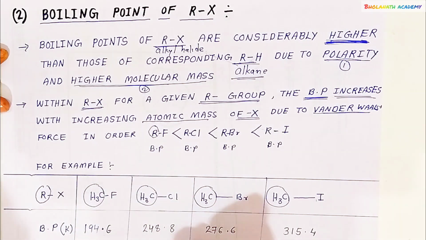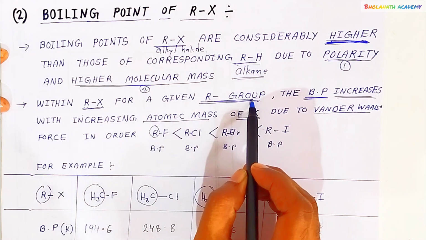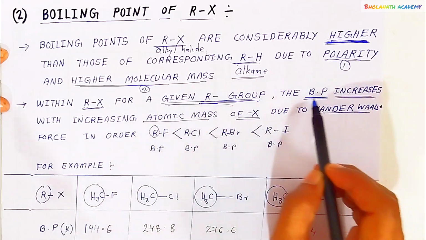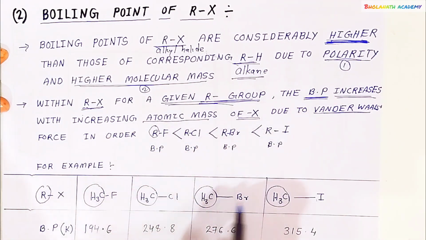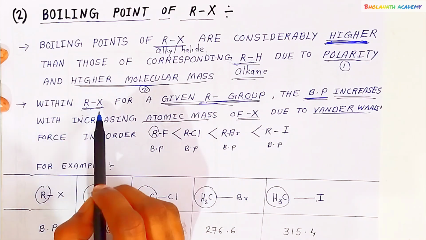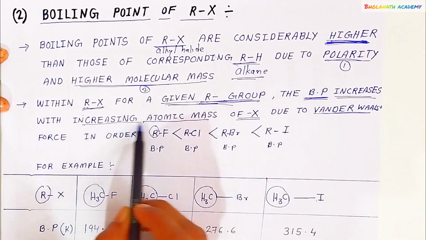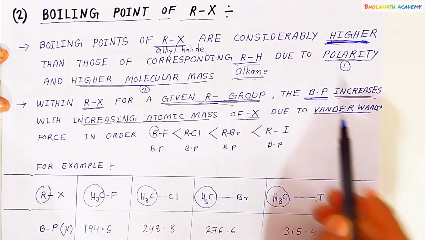Understanding? So see the numbers, students, here the number is increasing, yes or no? That means boiling point increases in Kelvin within our alkyl halide, for a given alkyl group. The given alkyl group here is methyl. So students, we come to the definition by observing this example. Within alkyl halide, for a given alkyl group, the boiling point increases with increasing atomic mass of the halogen, due to the van der Waals forces.